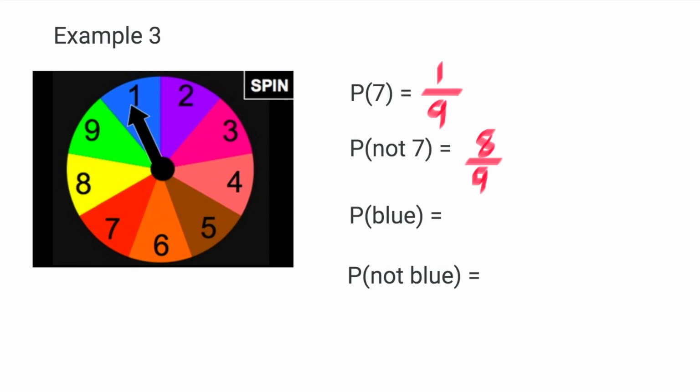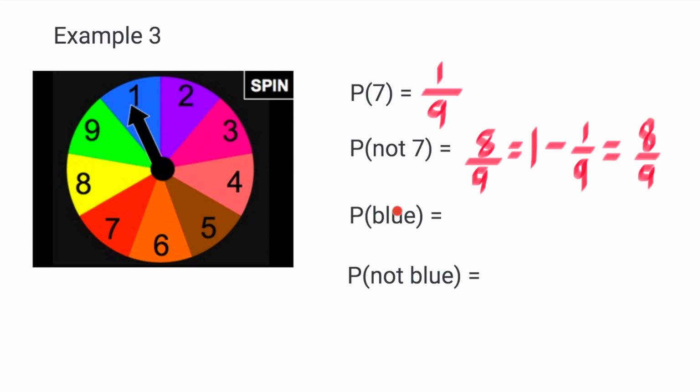Another way to find that probability is to subtract the probability of 7 from 1. So 1 minus 1 over 9, and that will give you 8 over 9. You get the same answer. Either you subtract from 1 or you count all the outcomes that are not 7.